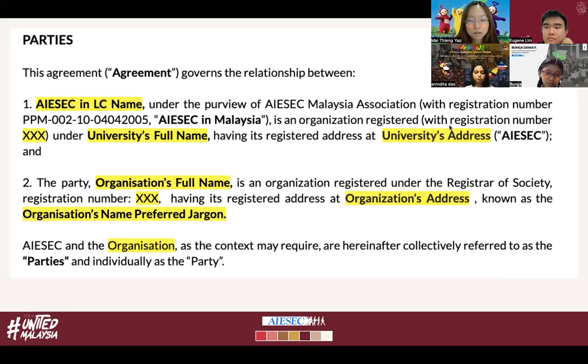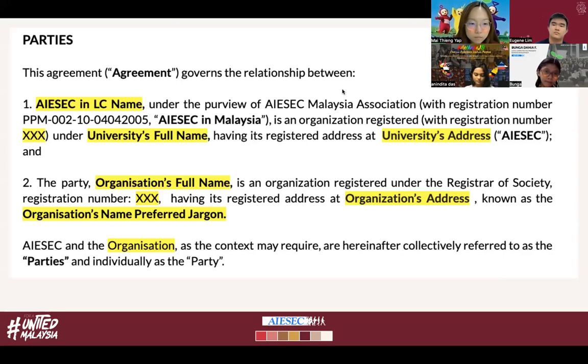It's establishing which LC, or in this case, which stakeholder, and also which partner is going to be writing this agreement upon. So I assume everyone knows what an agreement means. It's basically an agreement between two parties. So that is what an MOA, Memorandum of Agreement, stands for. So that is for the party.